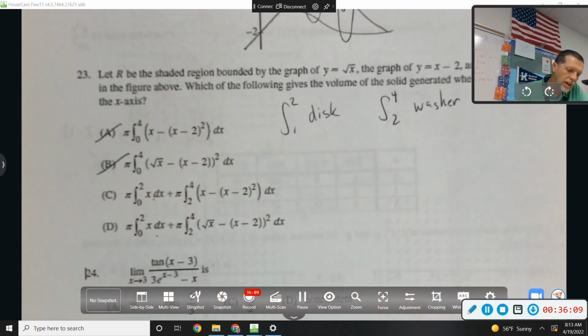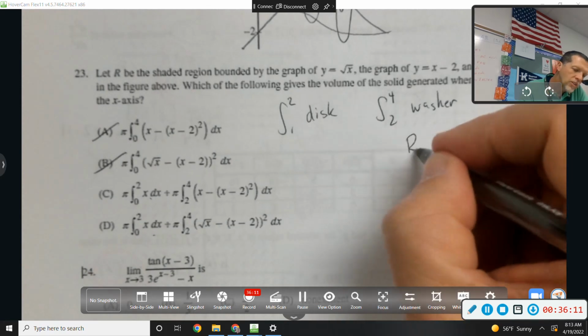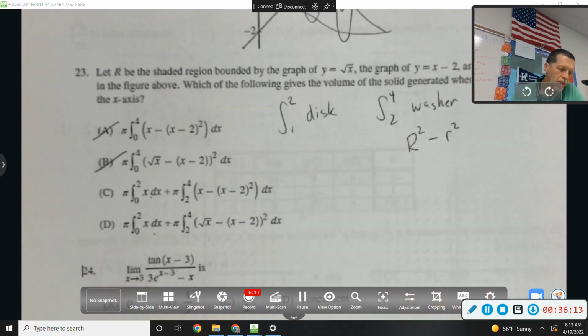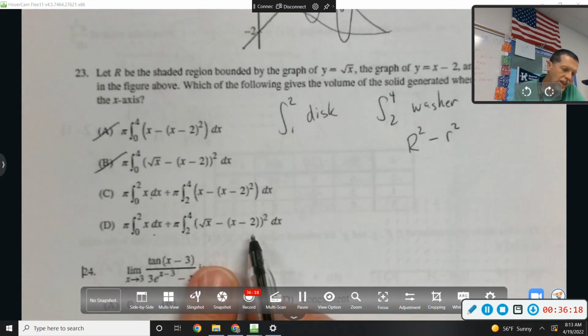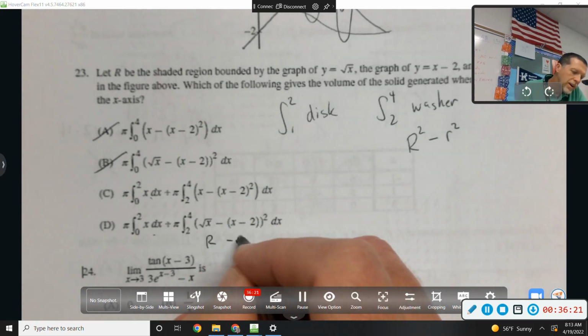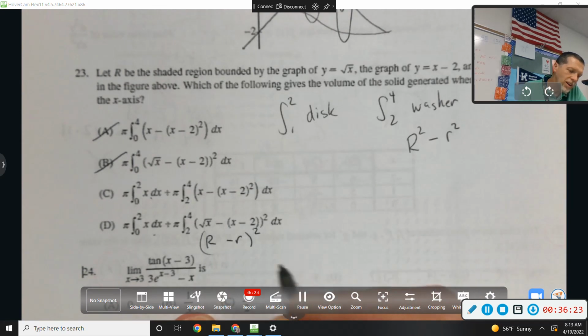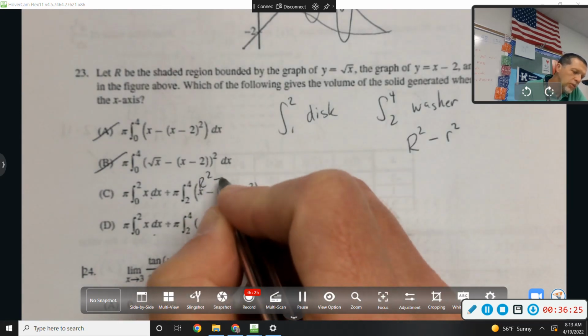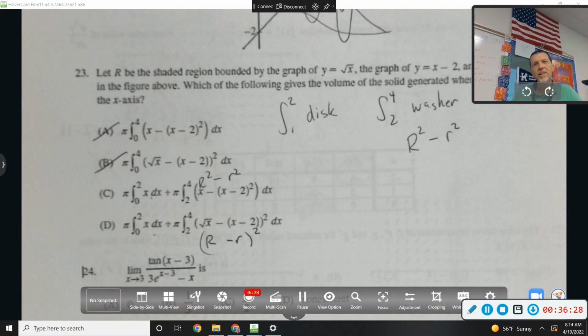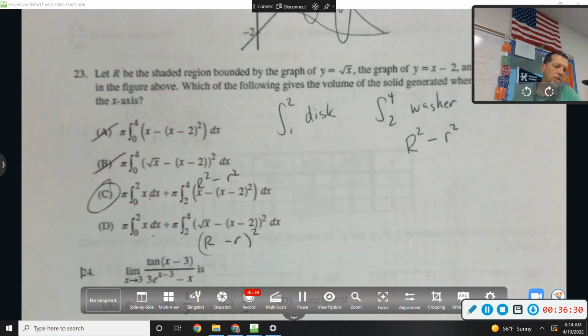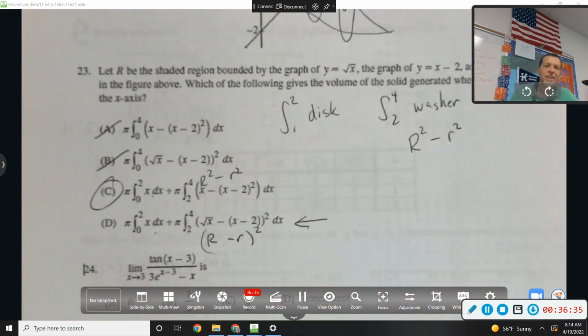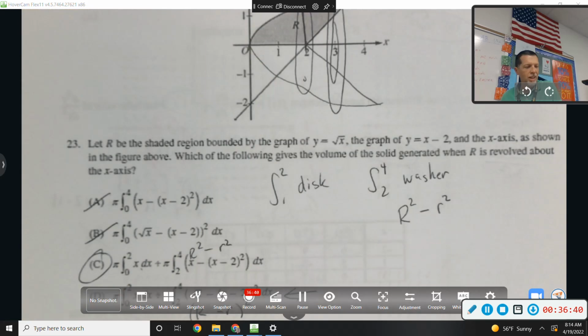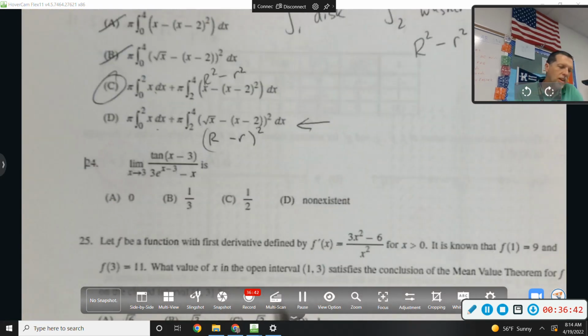And then a washer is R squared minus R squared. So answer choice D is R minus R squared. Answer choice C is R squared minus R squared. So it was C. But a lot of you picked D, which was great in that you recognized you needed 2 integrals to get both pieces, but you missed the R squared stuff.